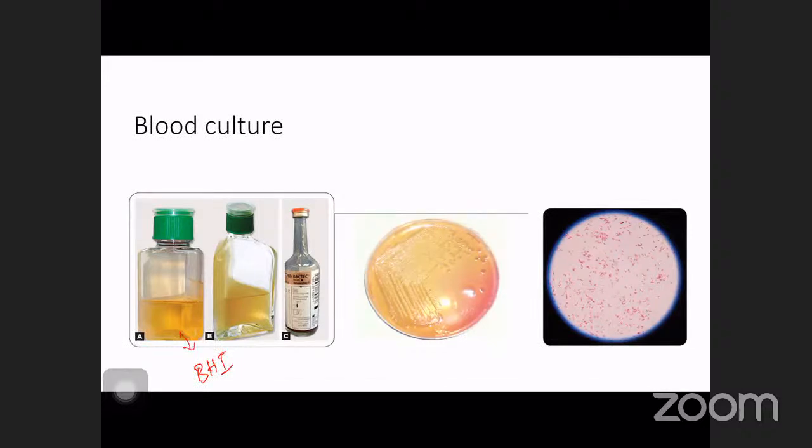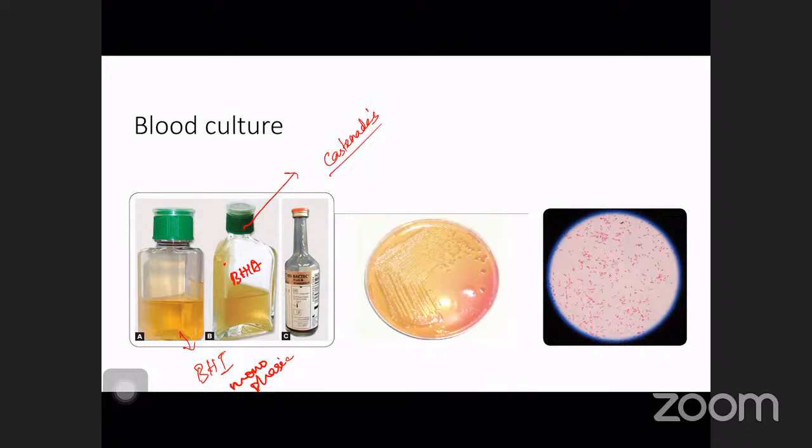The first picture is a BHI broth. It has got only the broth phase, and therefore you call it a monophasic medium. It has got only one phase. And this one is a biphasic medium. You have got a BHI broth, along with it you have got a BHI agar slant here. So we call it a biphasic medium. It is also called Castaneda's medium.